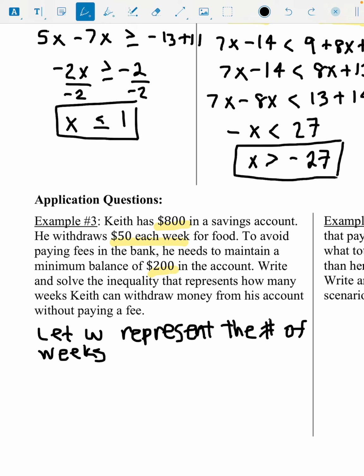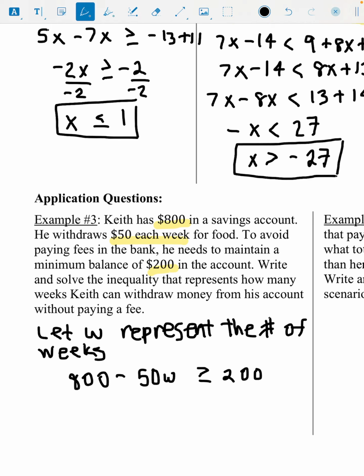So we should set up the inequality to say that he has $800, but continues to take out 50 each week. So that is 50 times W, because W, we said, would represent the amount of weeks he can continue to withdraw money. And all of this has to be greater or equal to $200, which is the minimum balance he's allowed to have. Okay, so let's solve this inequality.